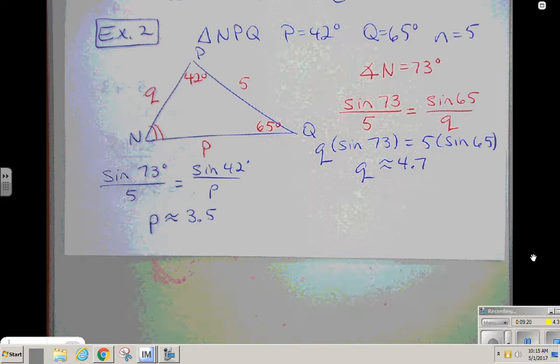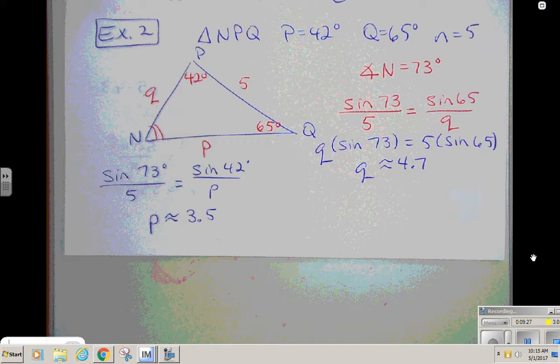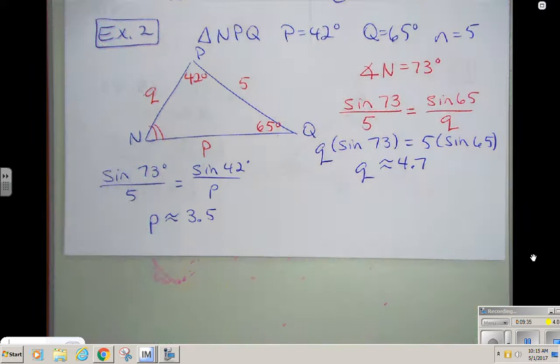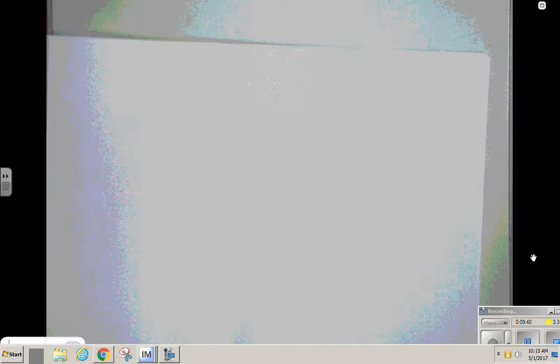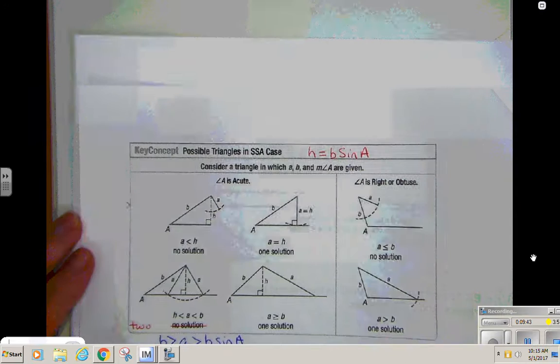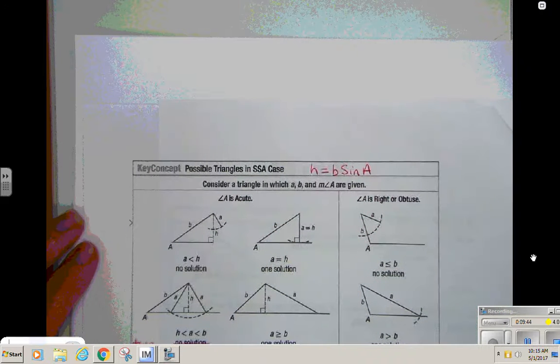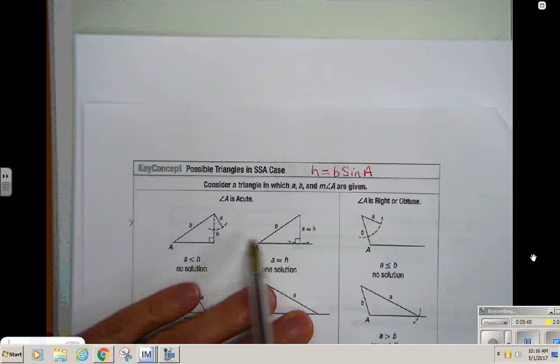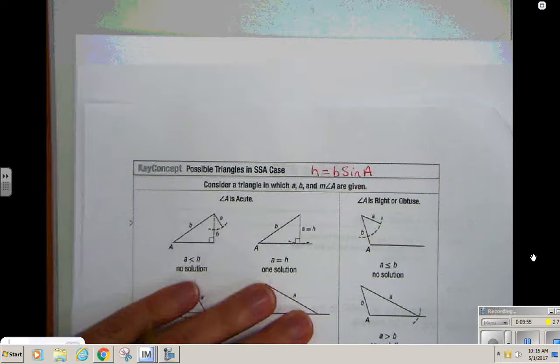These are possible triangles when you have two sides and one angle. So this is telling you how to determine if the measurements that you're given in a problem actually make a triangle or not. So let's look at the key concept. On this top row, I'm not going to look at the angles if they're right or obtuse. Let's just look at if the angle is acute, the angle that they give you.